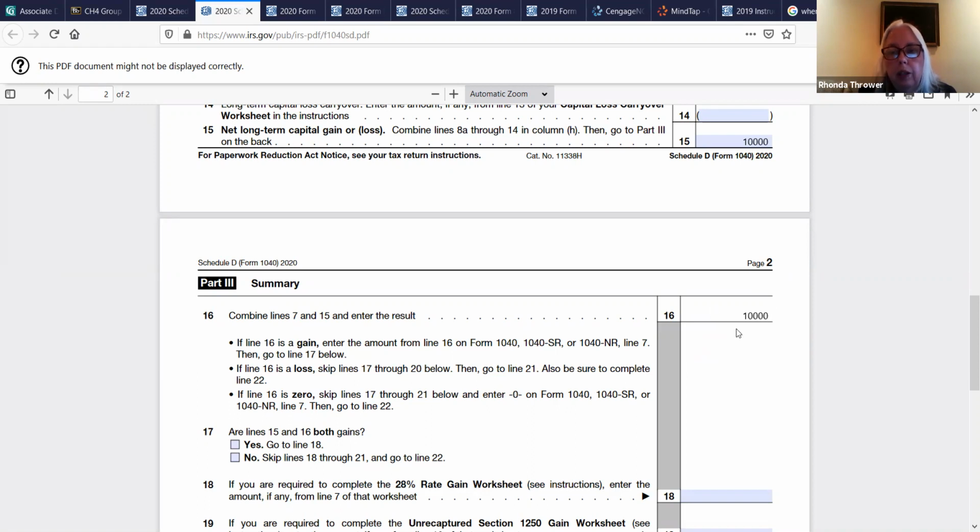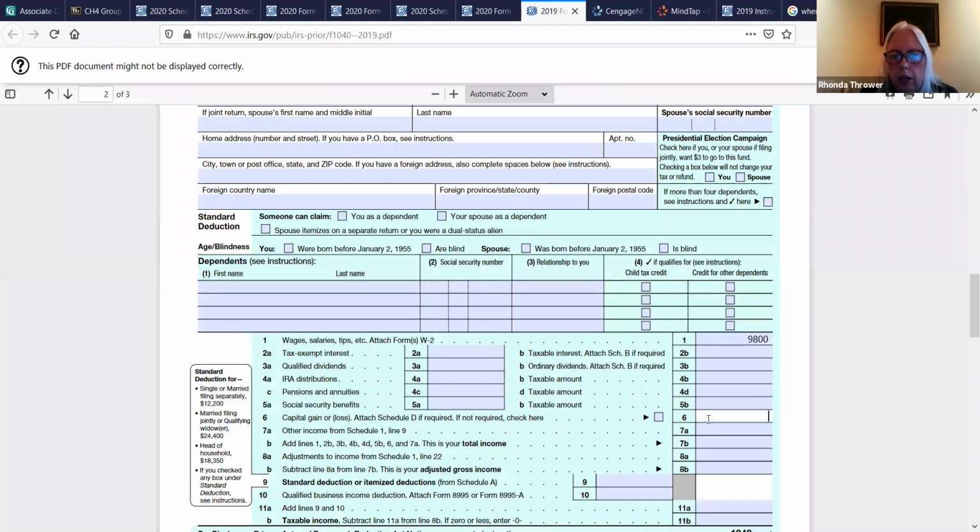But before we can complete Schedule D, we had to complete form 8949. So 8949 goes first, then we can put this in Schedule D, and then this amount here goes on the 1040 form. And it goes in line 6. So 1040 line 6, we're going to put in the $10,000 amount here.